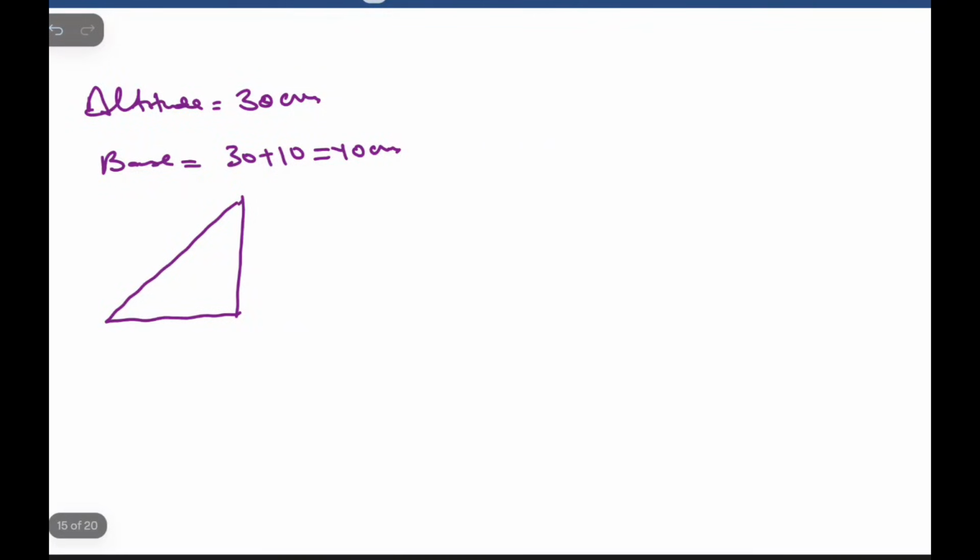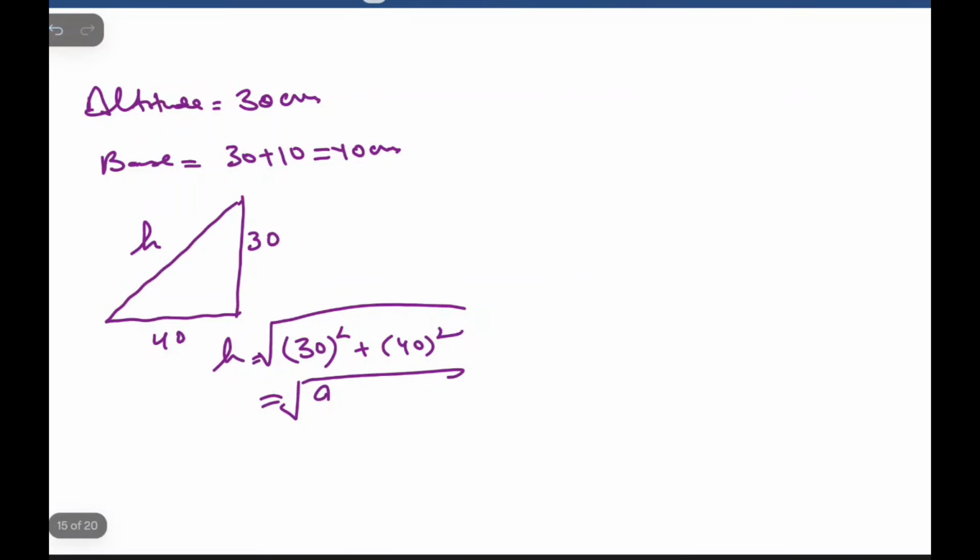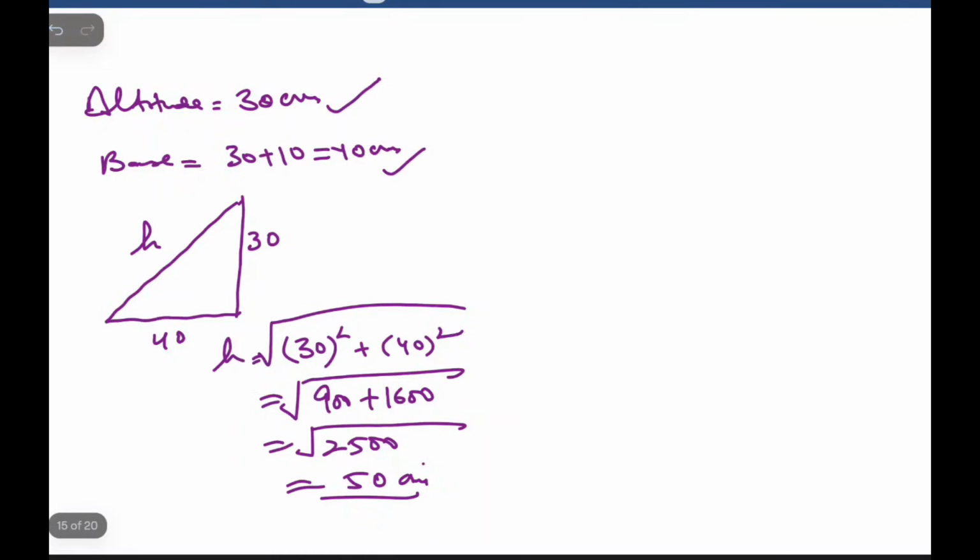Now we assume this is a right angle triangle. The altitude is given to be 30, the base is given to be 40, and we have to find the hypotenuse. So it will be equal to the square root of 30 square plus 40 square, that is root of 900 plus 1600. That will be equal to root 2500. That will be equal to 50 centimeter. So we have now all the dimensions. Altitude is 30, base is 40, and the hypotenuse is 50.